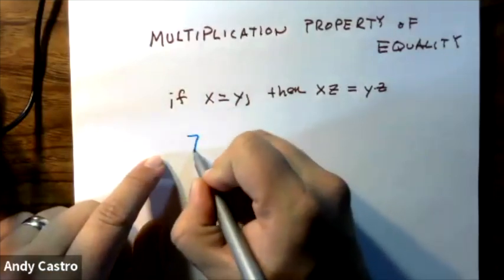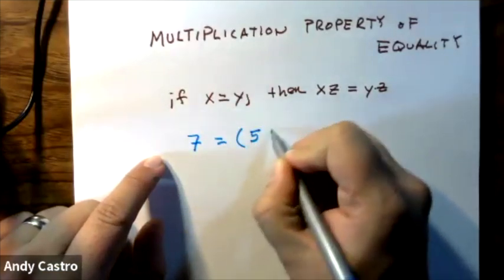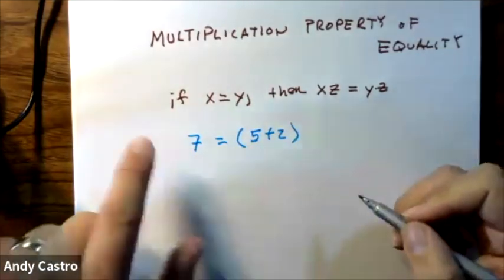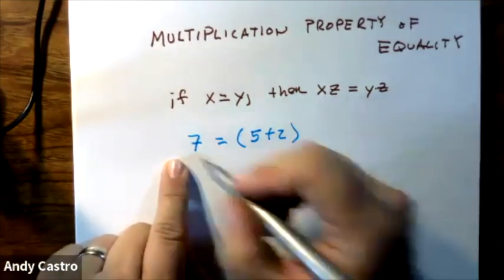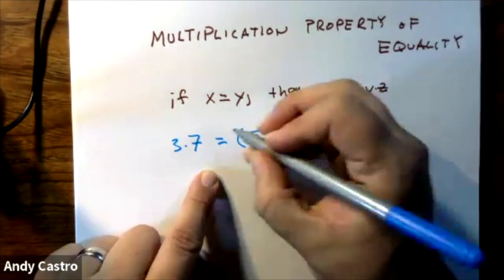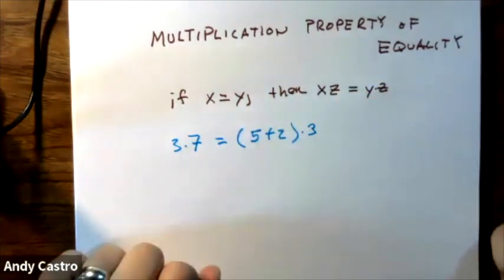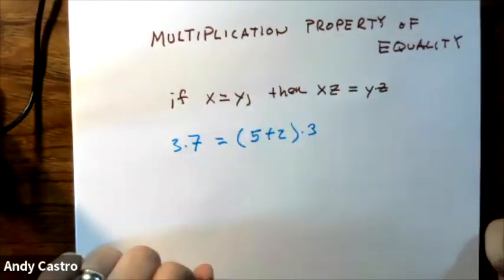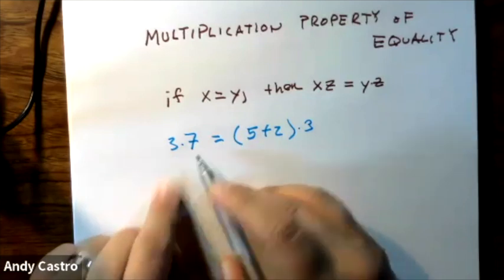So if I have 7 is equal to 5 plus 2, and on the left side, I'm going to multiply it by 3. That means on the right side, I have to multiply it by 3. Well, let's see if this works. 3 times 7 is 21.